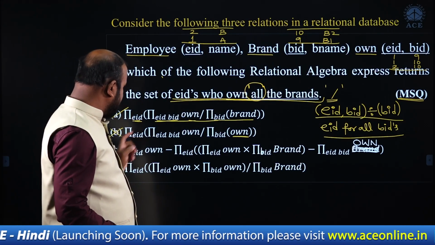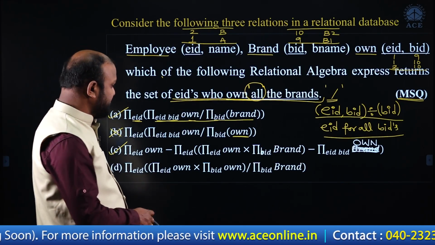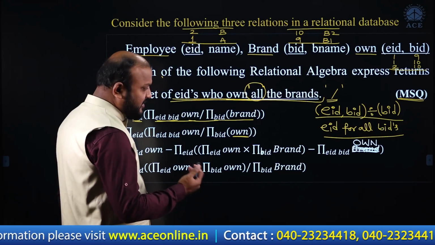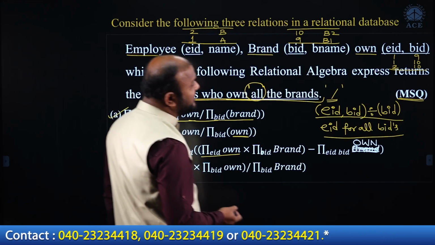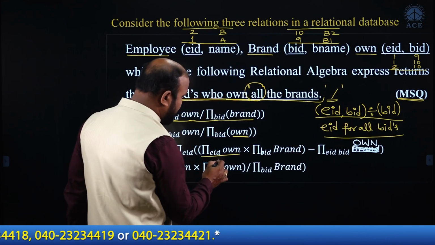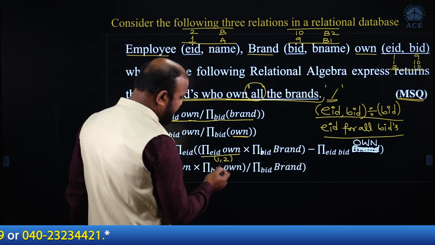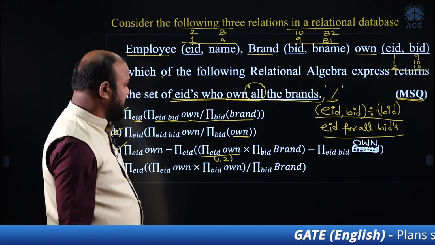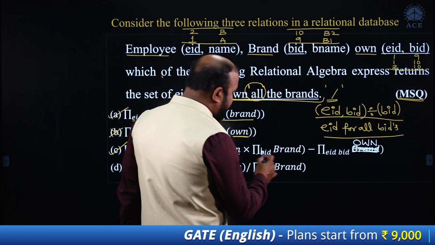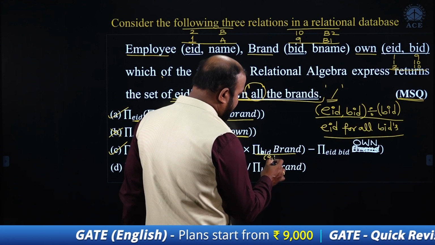Now see, is it going to give the same output? Evaluate the query starting from the innermost. What is it finding? EID of own. What are the EIDs in own? 1, 2, and you know that algebra eliminates duplicates. Because it is 1, 1, 2, it shows only 1, 2. Then BID of brand. What are the brands? 9, 10.